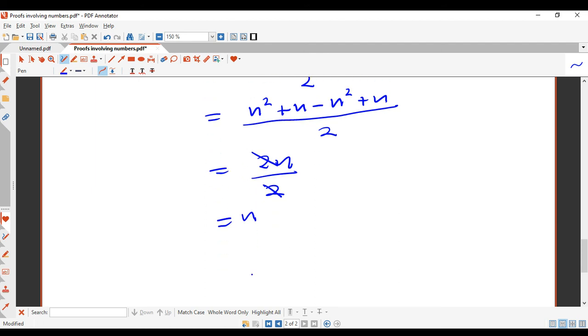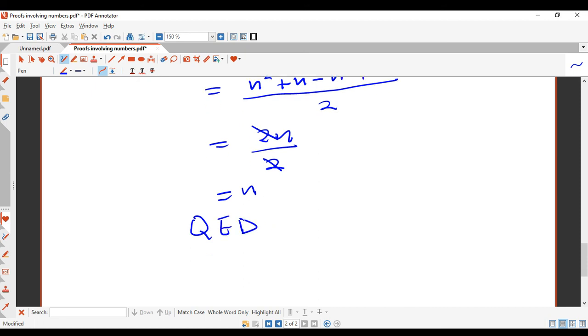Sometimes at the end of a proof you can write QED. No marks for that, of course. QED is an acronym for Quod Erat Demonstratum, which means I have completed the proof as required. It's just Latin. You don't have to put that, but sometimes you'll see that in solutions. And that is it.